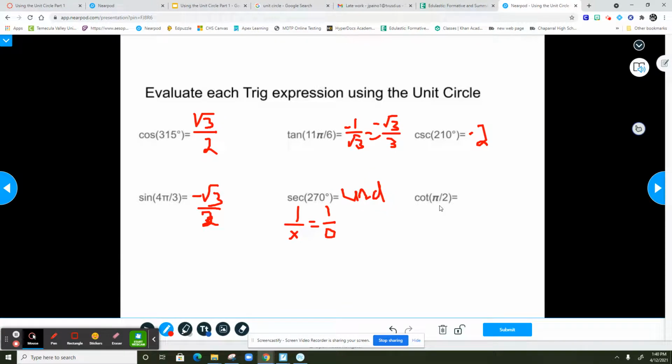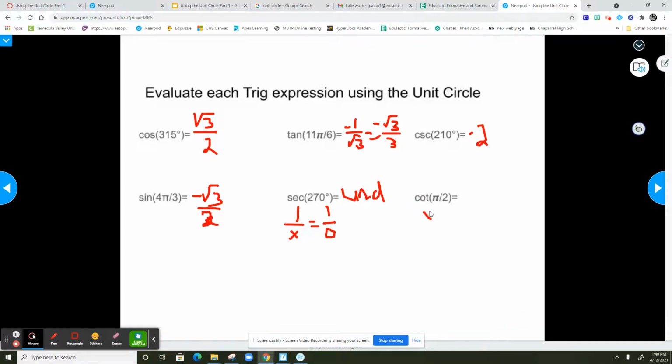Cotangent of pi halves, remember that's x over y.